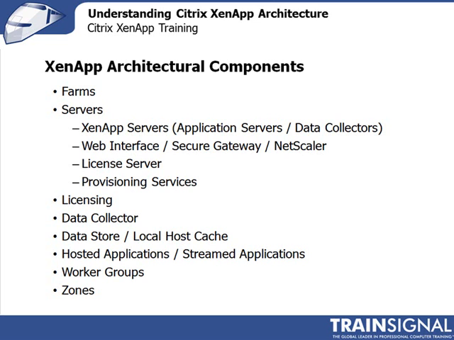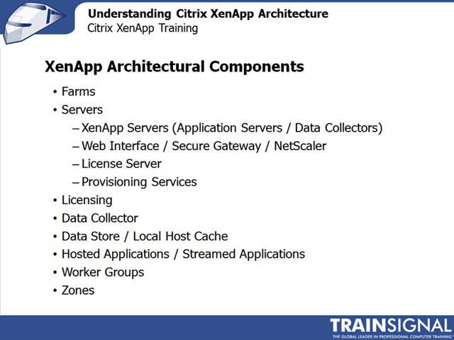So if you had XenApp servers in Chicago and XenApp servers in London or California, for example, you would create different zones. Think of zones as the equivalent of subnets, but for XenApp servers. The XenApp servers within a particular zone can communicate with one another in a more efficient manner.